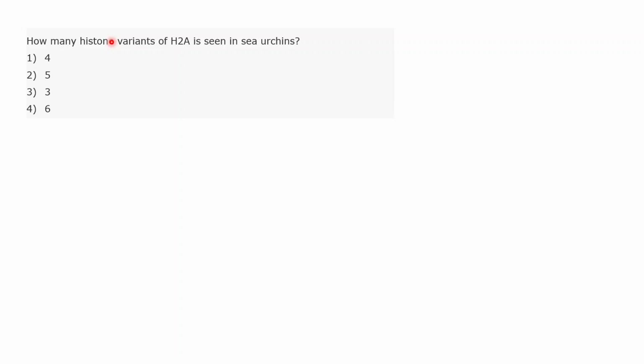How many histone variants of H2A are seen in the case of sea urchin? 4, 5, 3, or 6? Which might be the answer? You might have seen this answer in the video. How many histone variants of H2A are seen in sea urchin? Okay, I am getting option number 2. Any other option?